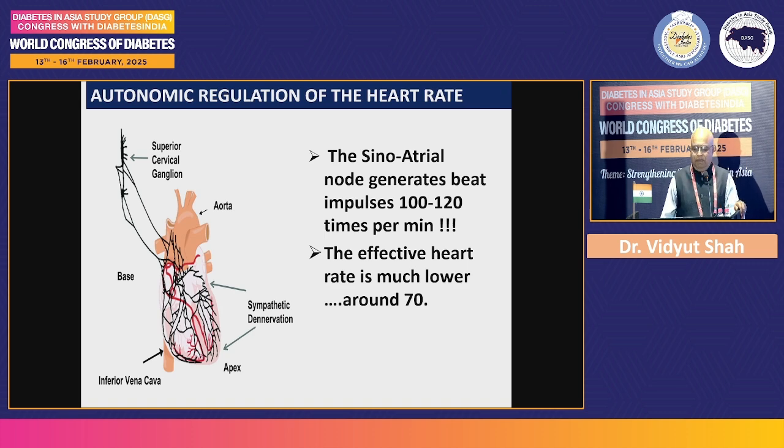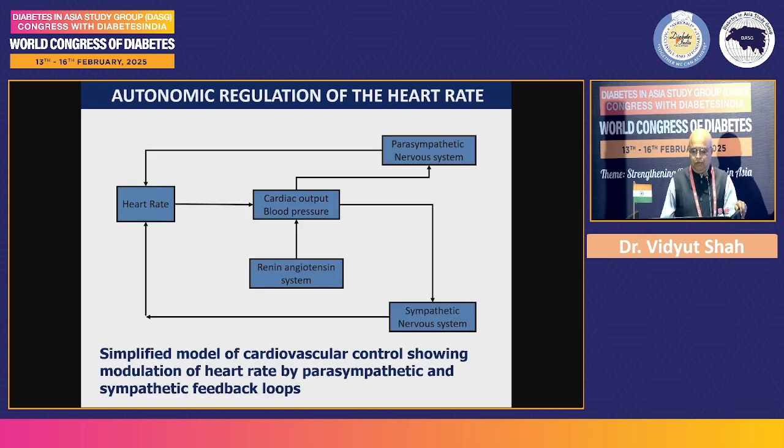If you see the autonomic regulation of the heart rate, the sinoatrial node, SA node, generates beat impulses 100 to 120 times per minute. But the effective heart rate which we get is much lower, around 70. And why is it so? Because this is a simplified model of cardiovascular control which shows that heart rate generated by SA node is modified by parasympathetic and sympathetic system, and it is also affected by feedback loops from cardiac output, blood pressure, and renin angiotensin system as well.